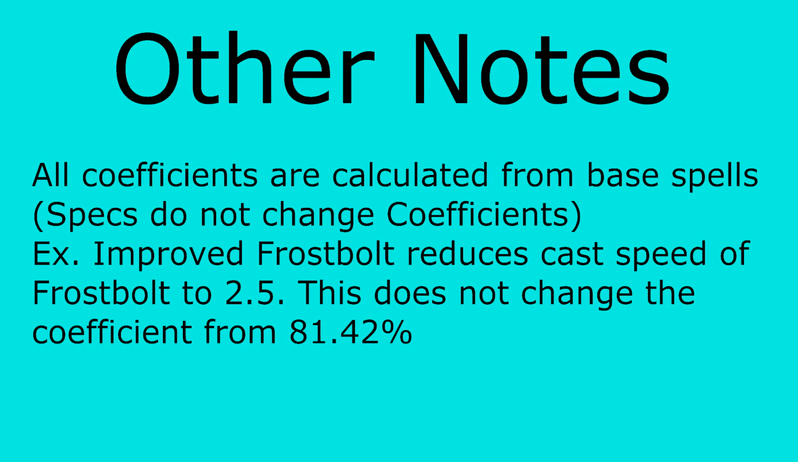To wrap it up, keep in mind all coefficients are calculated from base spells, and no specs can change the coefficients. An example of this is Improved Frostbolt. This talent reduces the cast speed of Frostbolt to 2.5, however, it does not change the coefficient from 81.42%, making it just a straight DPS increase.